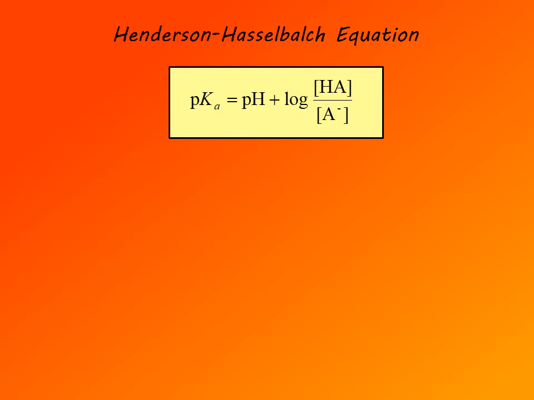From this equation it follows that if pKa equals pH, then the logarithm of HA over A minus equals 0, and that means HA over A minus is 1, or the two concentrations are equal. So when pKa equals pH, it means that the concentrations of protonated and deprotonated acid are equal.